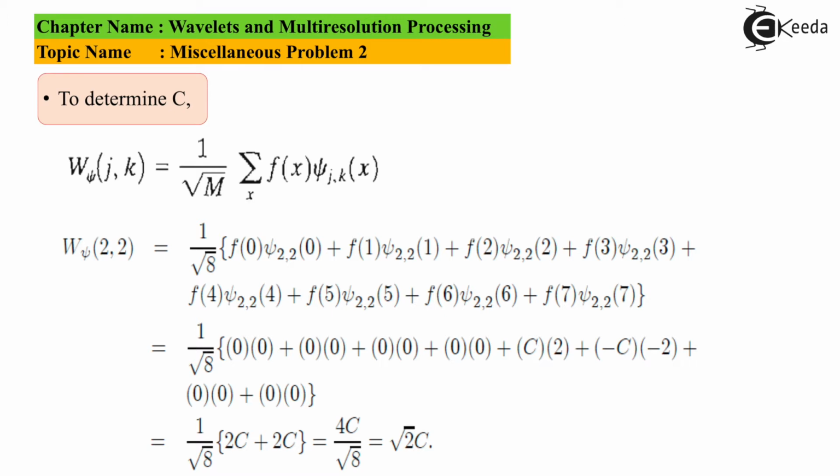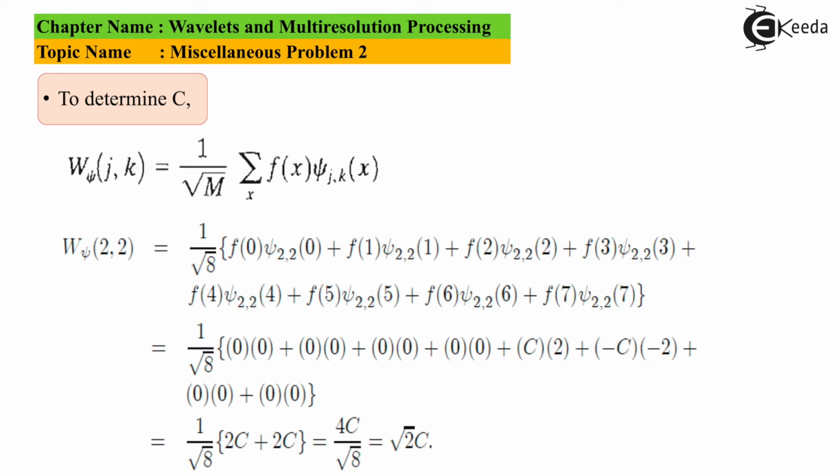So we can substitute the values here. The next step we obtain on the right hand side. Initially we have 1 upon under root 8, and inside these curly brackets we have 0 into 0, 0 into 0, 0 into 0, 0 into 0, the 4 times. The fifth one shall be c into the multiplication of 2 factor. Next we have minus c into minus 2, the result will be the same, and the last 2 terms are also 0 into 0. So now finally we can write 1 upon under root 8 in brackets twice c plus twice c.